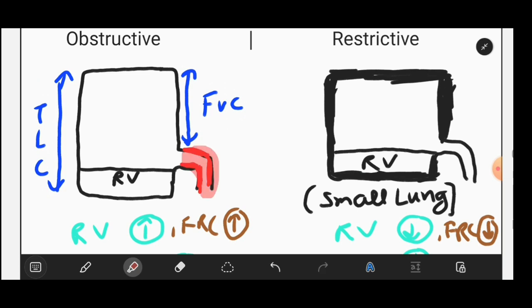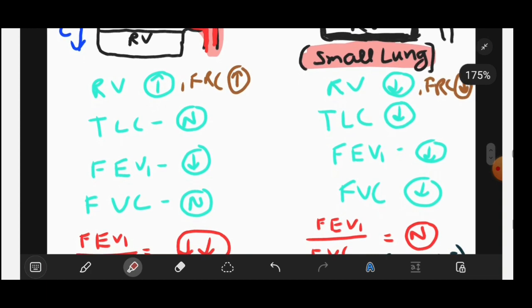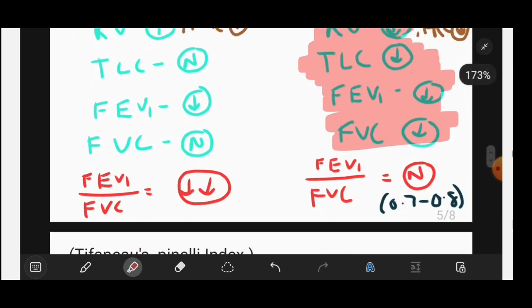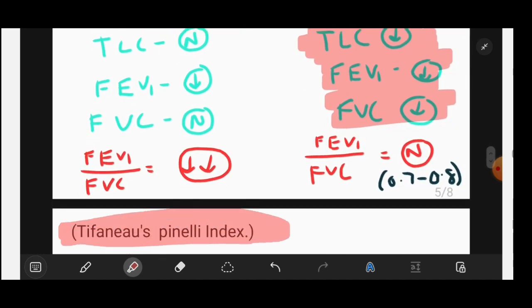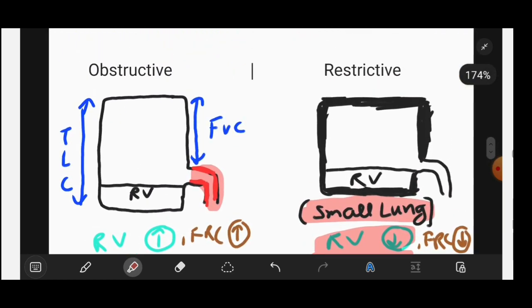So guys, now what happened in the obstruction? This is the obstruction here. In the obstructive disease, there is an obstruction outside the lung, okay? And in the restrictive, the size of the lung is small. There will be a small lung. So for the difference in both types of lung diseases, you can learn like this. In the restrictive lung disease, everything is decreased, whether it is residual volume, total lung capacity, FEV1, forced vital capacity, everything is decreased, but the ratio, this ratio is known as the Tiffeneau-Pinelli index. This ratio is normal. So if the ratio is normal, then it is the restrictive lung disease.